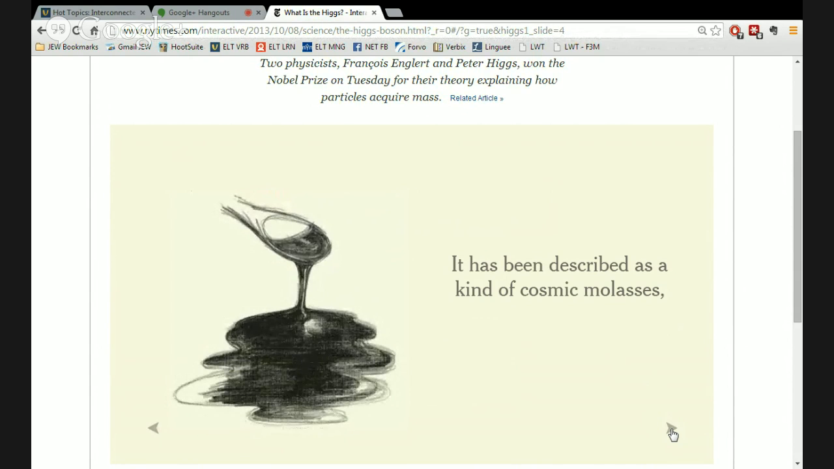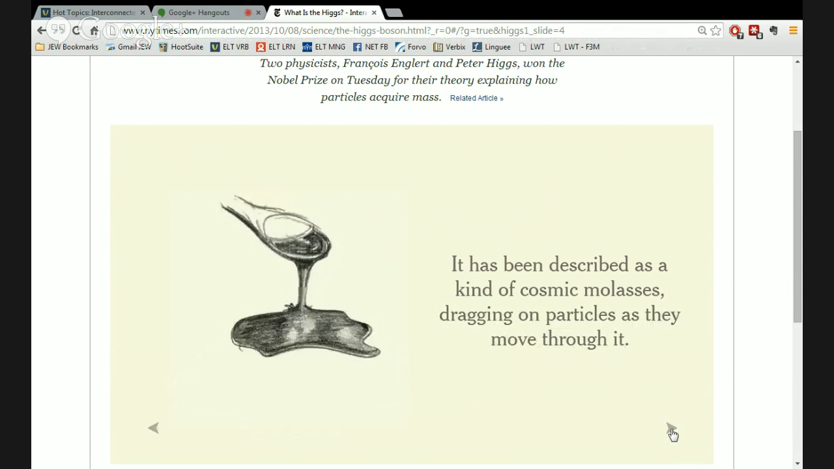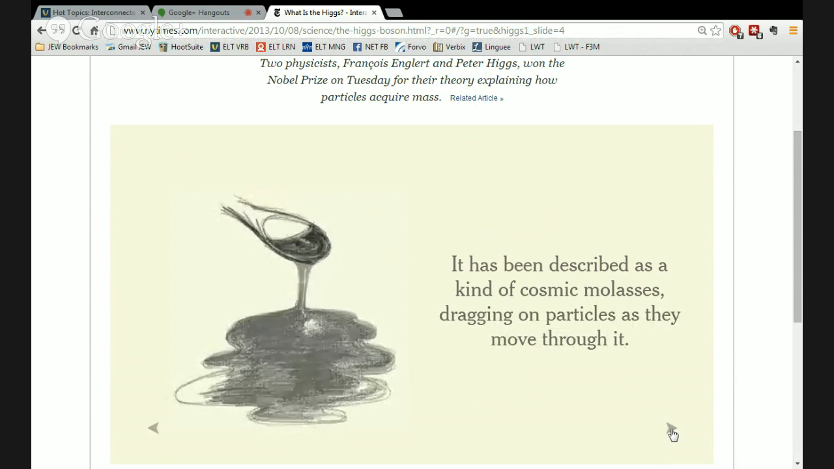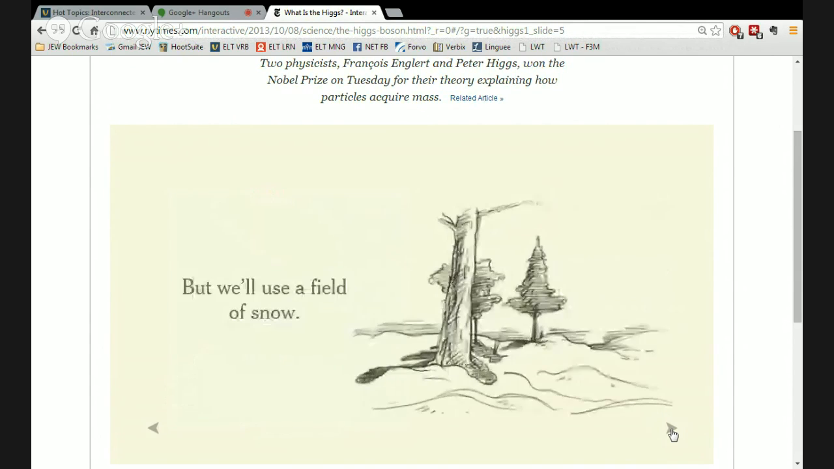And Artur, you take the next one. It has been described as a kind of... We have more. Keep reading. Dragging on particles as they move through it. Okay, keep going, Artur. But we will use a field of snow. Ah, that's why Yuki was talking about the snow field earlier. Okay. Yes. Now I understand.